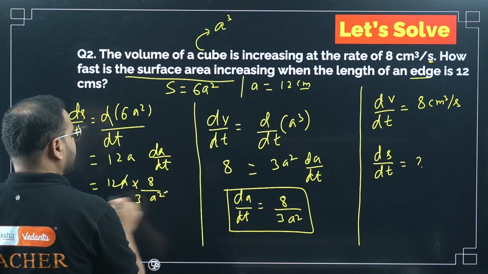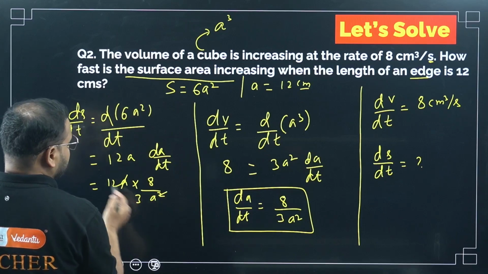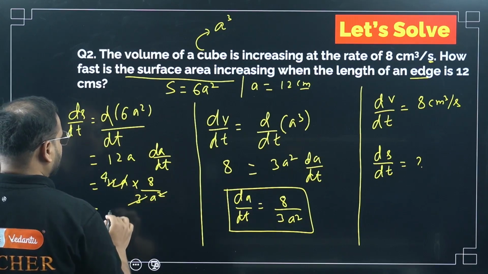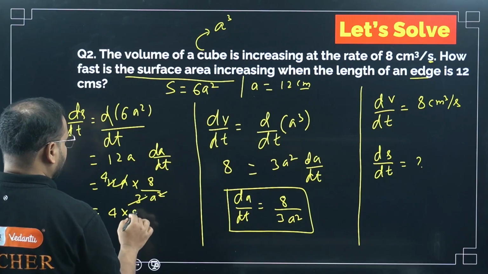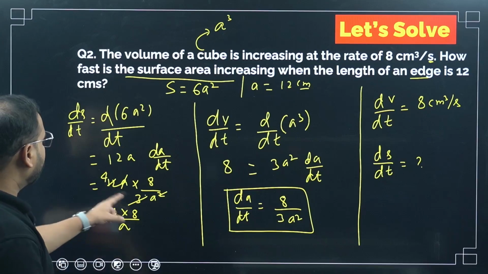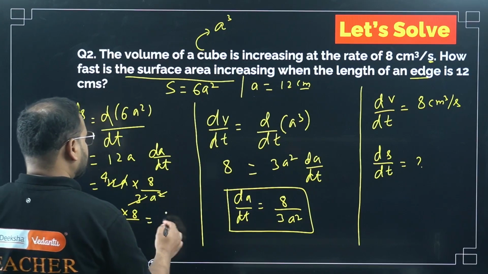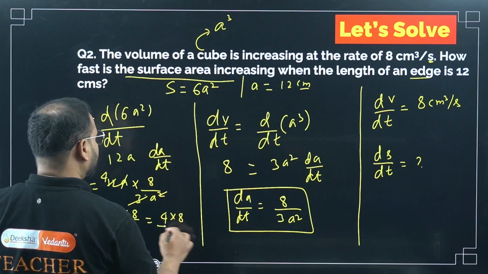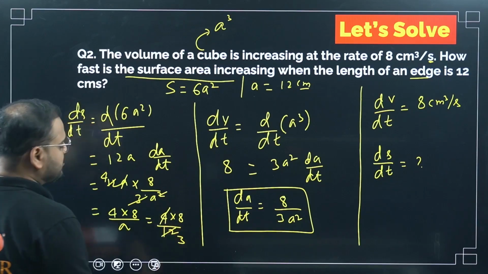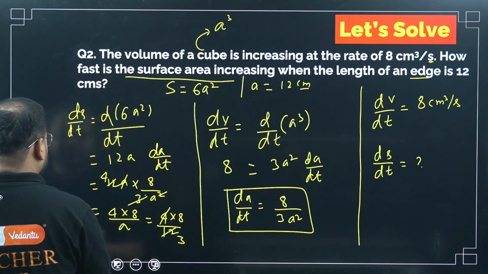Check a and this one square part, one a gets cancelled. What do I have left here? I can cancel 3 and 4 also, right? 3 times 4 is going to be what? 12. So I have 4 times 8 by a, or not? Please check. 3 times 4 is 12. So 4 times 8 by a, or not? What is my a value? If you remember, it's 12 only. So 4 3s are again 12. How much is that? Please check. 8 by 3. So what is this value? This is my dS by dt.